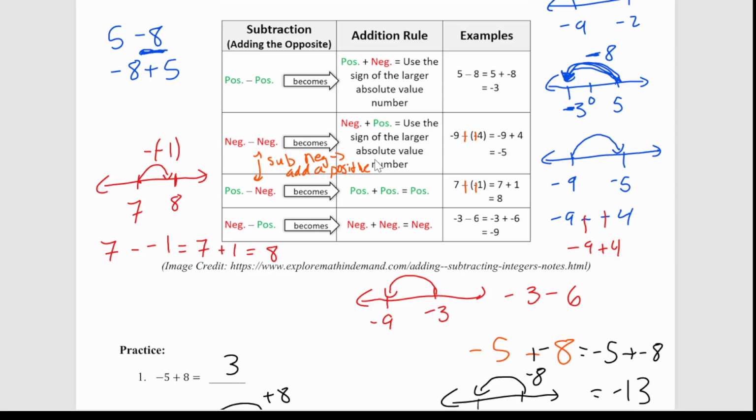And if you have a negative minus a positive, that's the same thing as a negative plus a negative. Subtracting a positive and adding a negative are the same thing. So that's really the most straightforward way to think about it. But for any of those, draw down a number line, and whenever you're subtracting, move in the opposite direction.